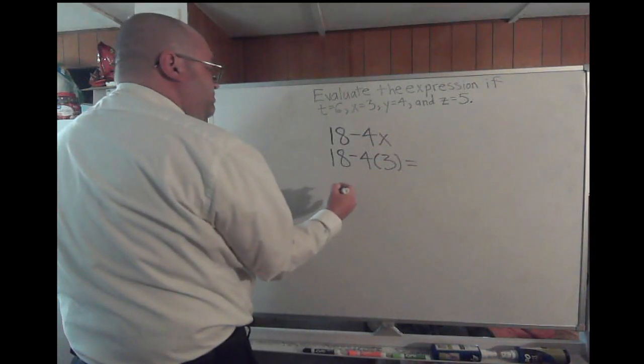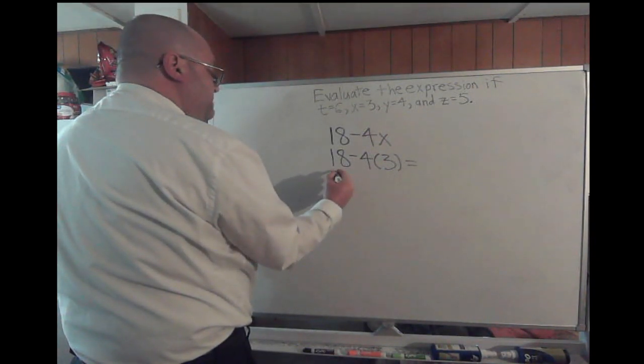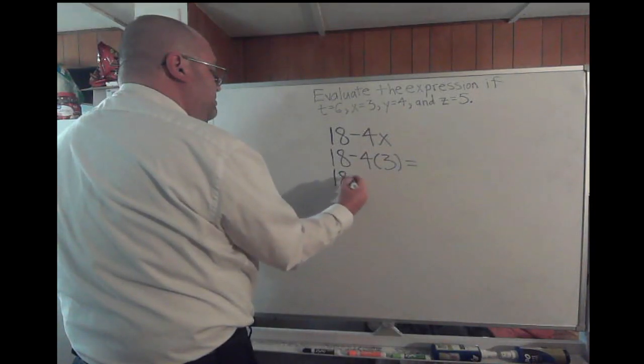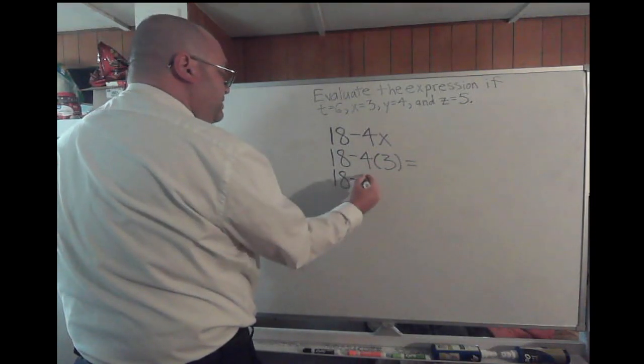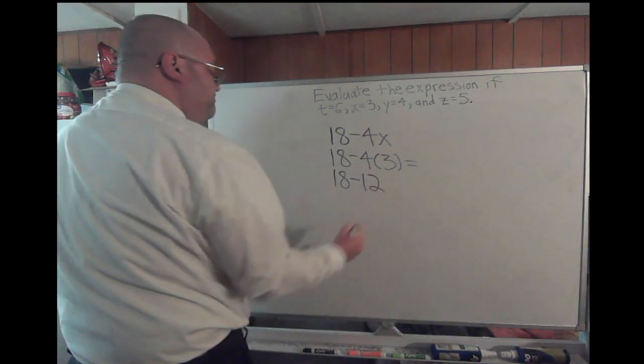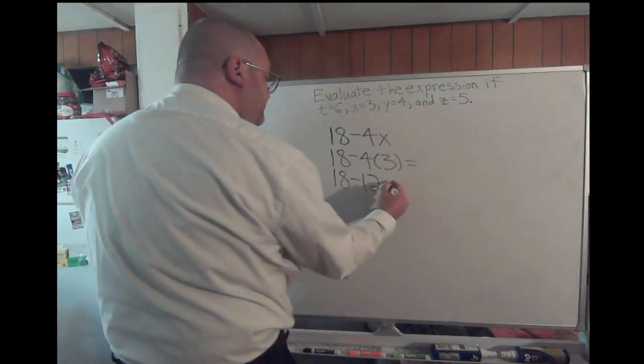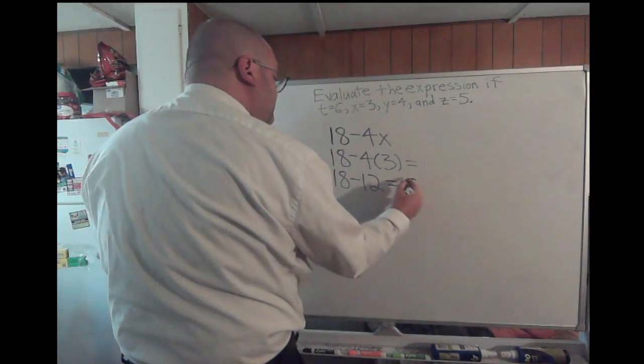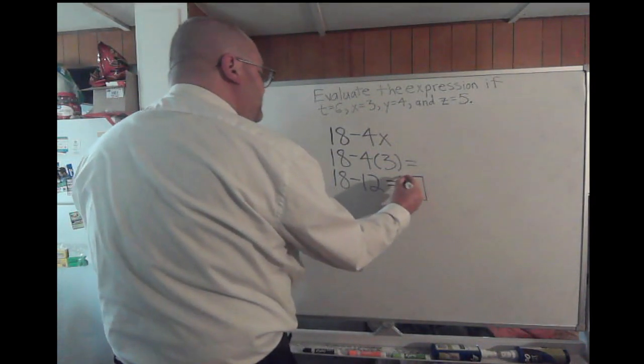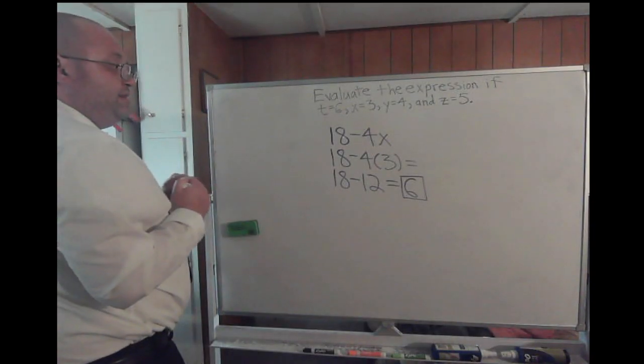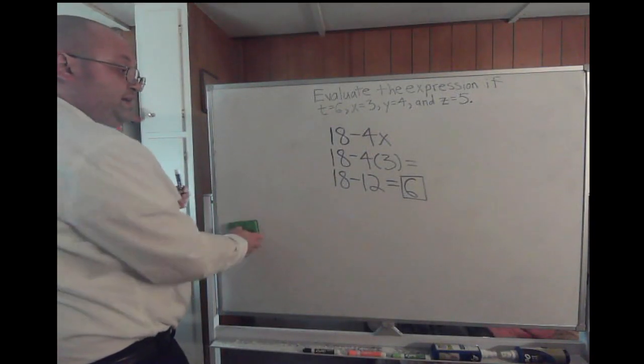Well, we know we have 18 minus 4 times 3. We'll keep the 18. We'll do minus. That 4 times 3 is 12. Now we got 18 minus 12. You get 6. So the answer to 18 minus 4x is it equals 6.